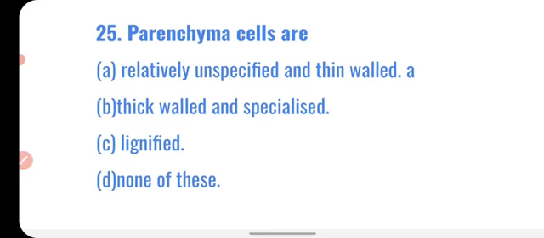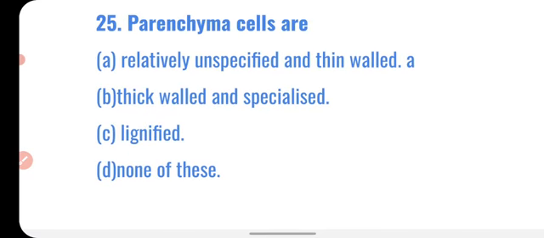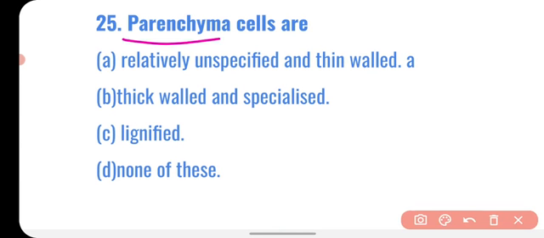Now the next question is, parenchyma cells are relatively unspecified and thin-walled, thick-walled and specialized, lignified, or none of these. You have to tell the characteristic feature of parenchyma cells. Parenchyma cells are found in the plant's body. They are the simple permanent tissue, and they are relatively unspecified and thin-walled. This is the characteristic feature of the parenchyma. So the correct option is option A.